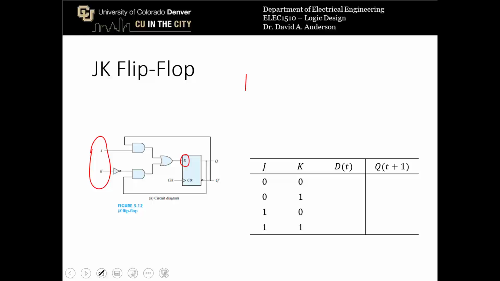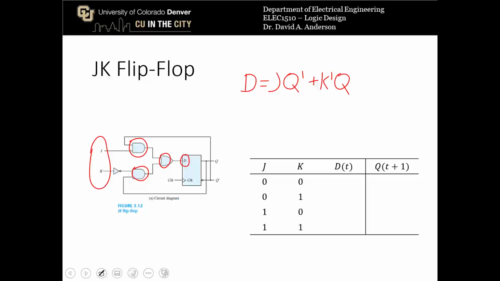The equation for D in terms of J and K is from this AND gate, J Q prime, then plus, because there's an OR gate here, K prime times Q. All right, so by being able to tell what the data input is, we can tell how the flip-flop is going to behave.